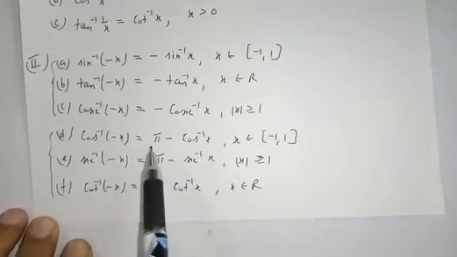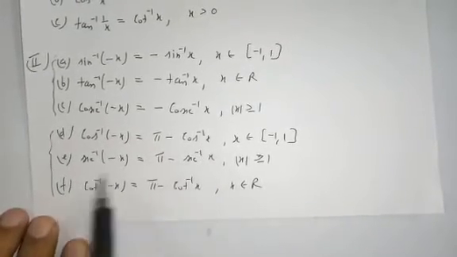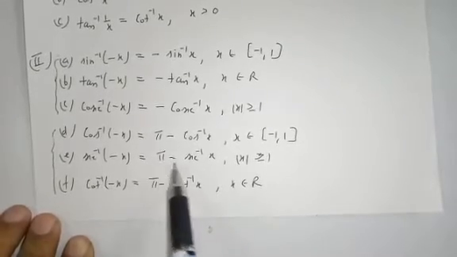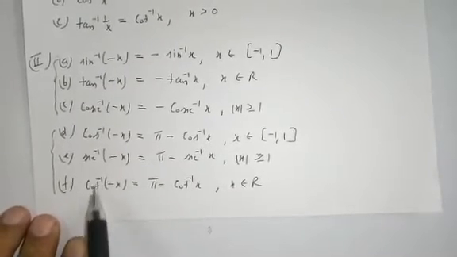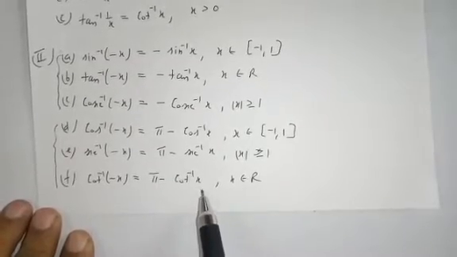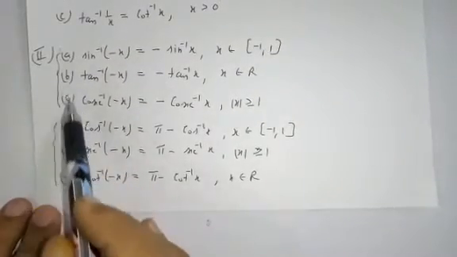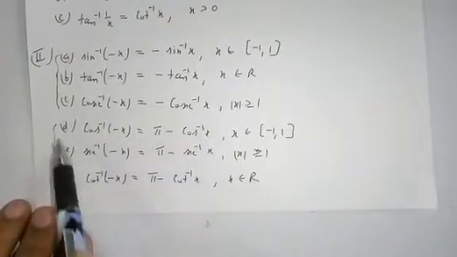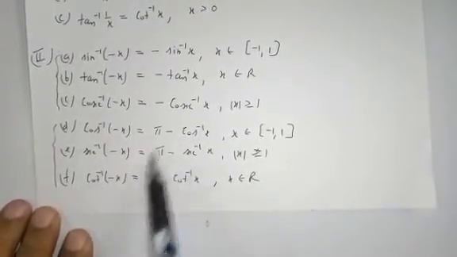Cos inverse minus x equals pi minus cos inverse x. Sec inverse minus x equals pi minus sec inverse x. Cot inverse minus x equals pi minus cot inverse x. So in the first three, minus comes out, and in the second three, minus also comes out with pi.